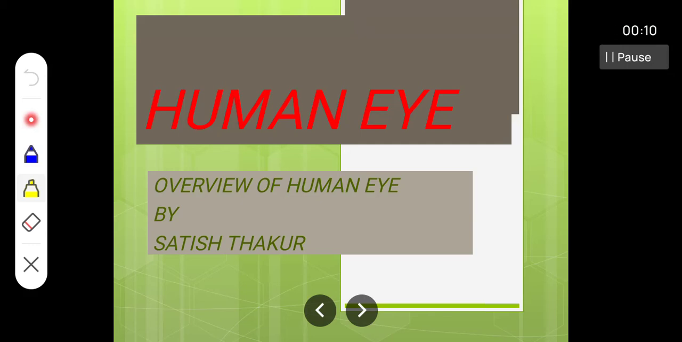So let us start with the first topic, that is the human eye. What are the structures and layers in the human eye? That we should be learning very surface-wise. So first we'll learn about the layers of the eyeball, or how an eye is made.